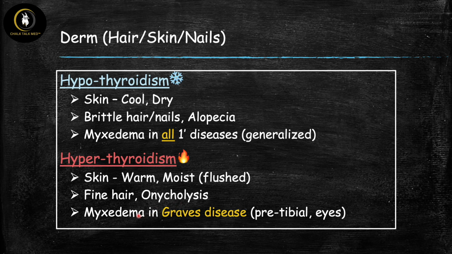In this case, myxedema is not common in hyperthyroidism. That's primary, except in Graves' disease. It is a prominent feature of Graves' disease only. In this case, it only affects the anterior part of the lower legs, known as pretibial, as well as the eyes. On the next slide, I'm going to talk more about myxedema and help you understand it a little bit better.